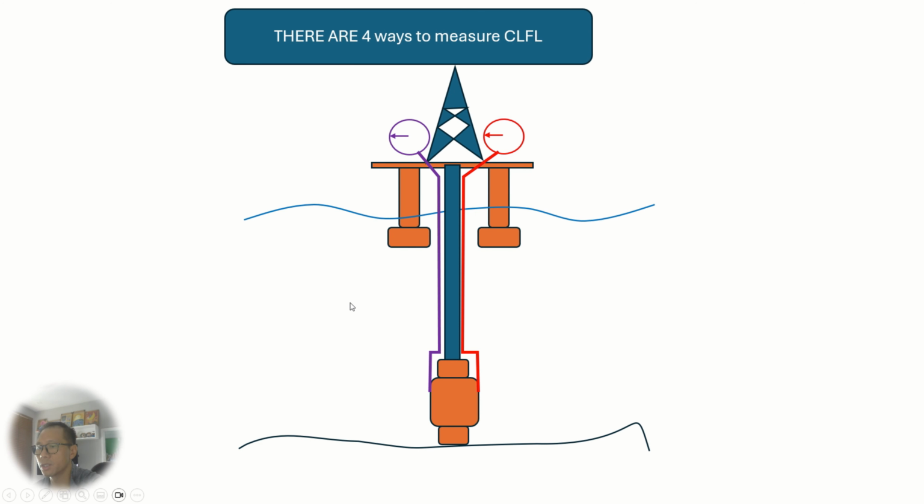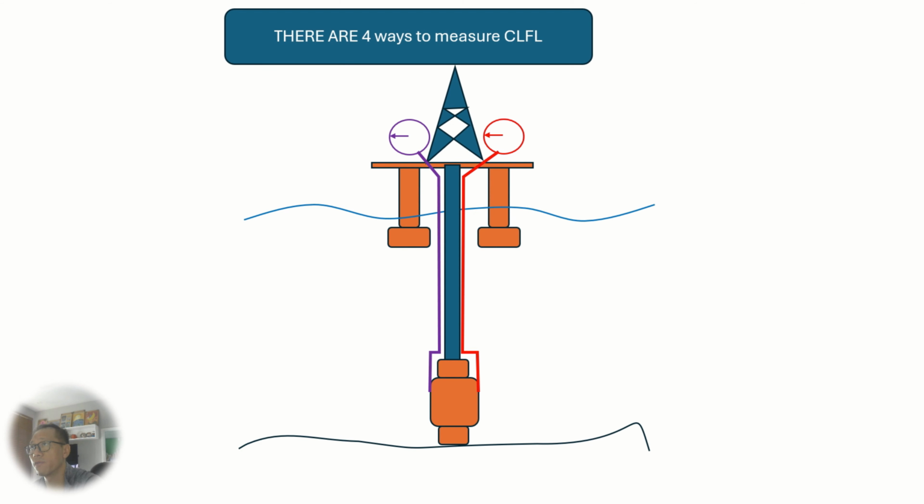So this is your semi-sub rig with the BOP sitting right on the seabed, the choke line and kill line here: choke line the red line and kill line the purple line. They run all the way from the BOP up to the surface manifold. We're going to quickly go over 4 different methods to measure the choke line friction loss. Again, the name itself is self-explicit. It's the friction back pressure when fluid travels up along the choke line through the full open choke.